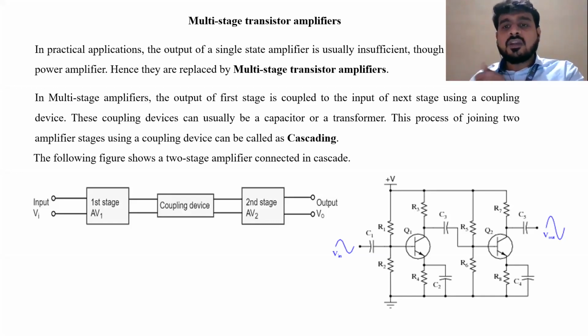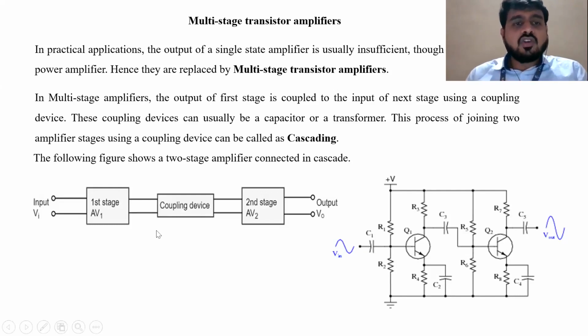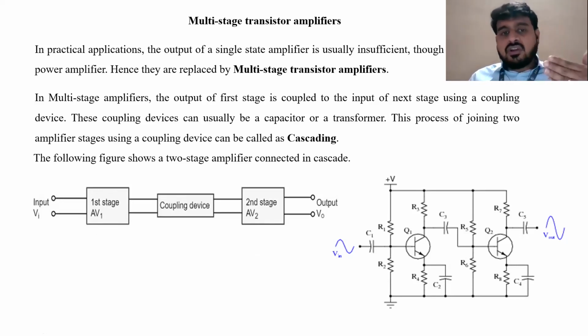Clear? Yes, sir. So here we have just the basic concept of the multi-stage amplifier. What do you understand from the block diagram? You have an input signal, then the first stage of the amplifier. Once the signal crosses the first stage, you will have a certain gain. After each stage, you will have gain. Then the signal will pass through a coupling device, which is nothing but the connector between two stages.